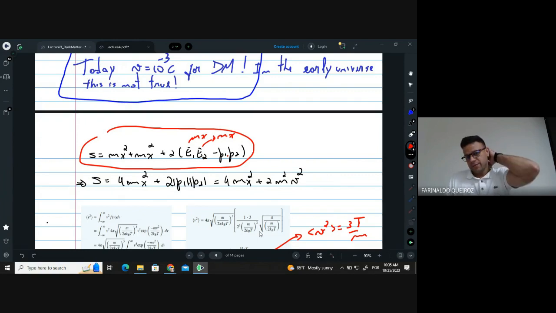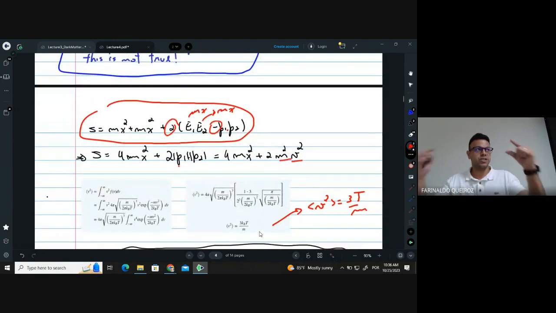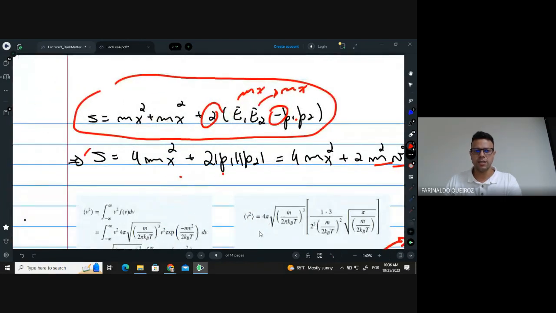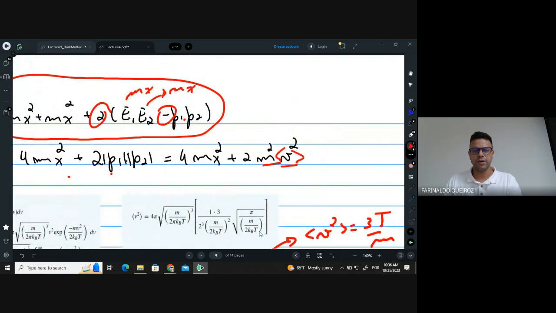And I'm in the center of mass, so p1 is minus p2. This minus with this minus will give me a plus. So I got 2 p1 p2 in modulus. And then momentum is m v, so I get m squared v squared. And now I'm gonna do an average. The dark matter particles do not have a single velocity, they have an average velocity. So I'm gonna average s here to get an average v squared, where v is a velocity with a Maxwell-Boltzmann distribution.